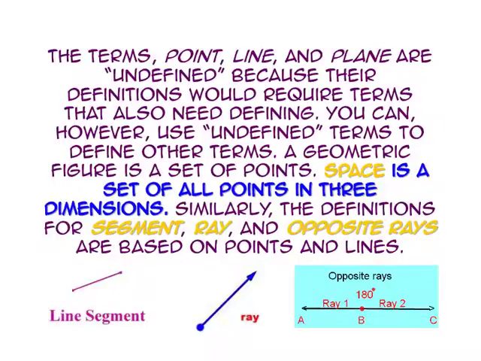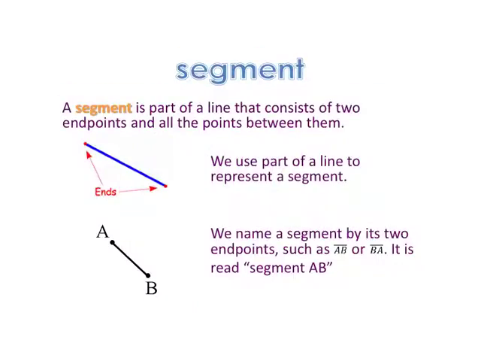Similarly, the definitions for segment, ray, and opposite rays are based on points and lines. A segment is part of a line that consists of 2 endpoints and all the points between them. So here are my 2 endpoints. Here are the points between them. When we name a segment, we use the 2 endpoints as its name. So here we would call this segment AB, or we could reverse the order and call it segment BA.